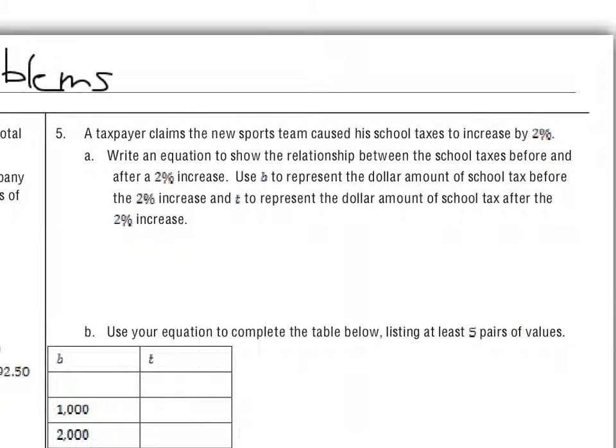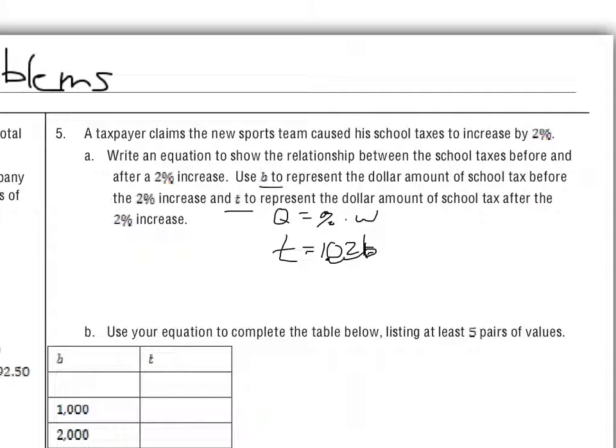Go ahead and, if you have not done so already, write your equation. If you haven't, go ahead and pause it, write your equation, and then come back. So looking at this, this is before, and this is our after. So afterwards, we're thinking Q is equal to percent times whole. We're looking for the 2% increase plus the 100%. So this is going to be 102%, or 1.02 times whatever it was before. So we have T is equal to 1.02B.